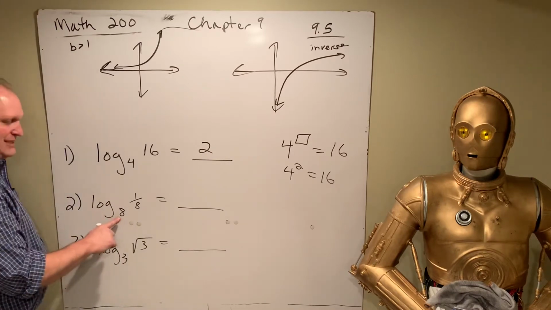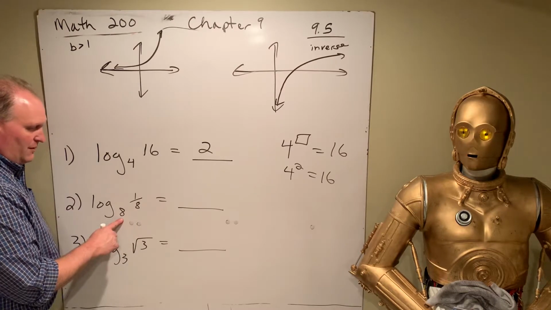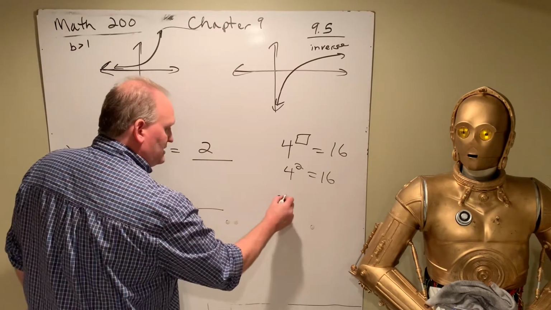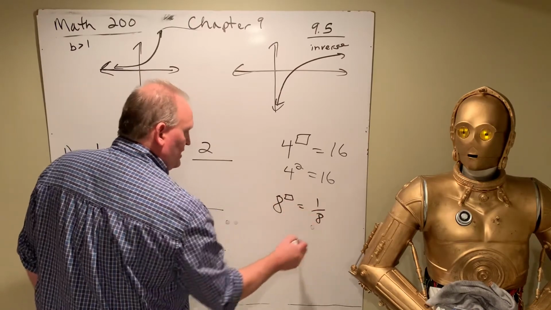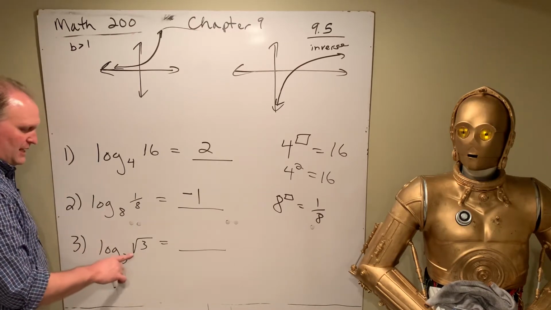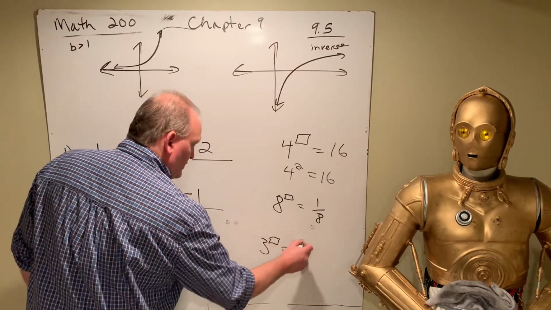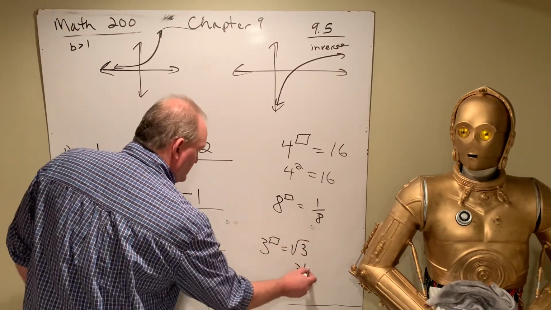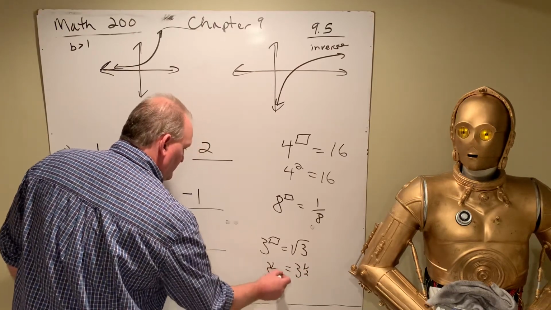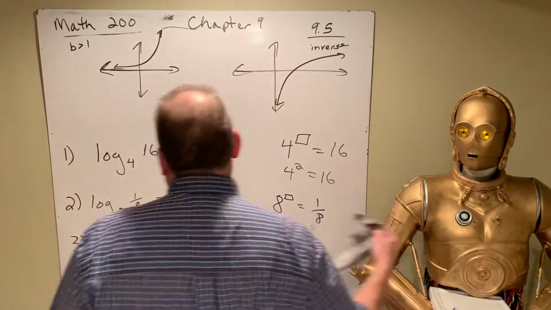So look, log base 8 on the next page of 1/8. That would be 8 to what power would give you 1/8? Well, that would be a -1. Log base 3 of the square root of 3. 3 to what power gives you the square root of 3? Well, remember, the square root of 3 could be written as 3 to the 1/2 power. So that's got to be 1/2. All right? So logs are just a fancy way of writing exponents. Just think of them as a fancy way of writing exponents.